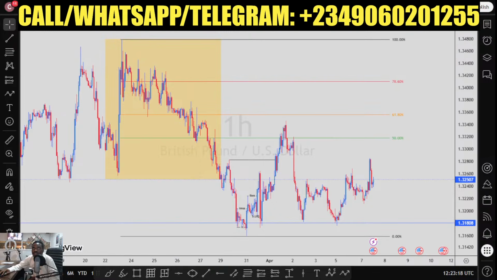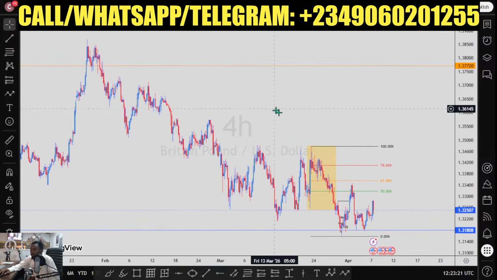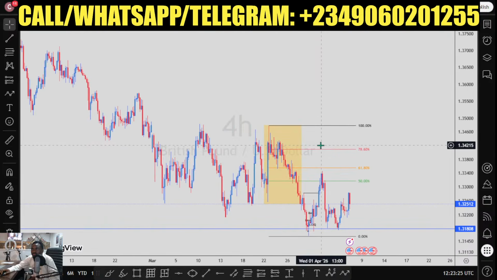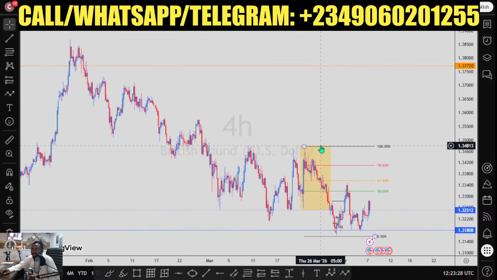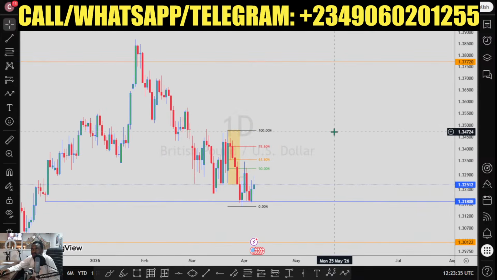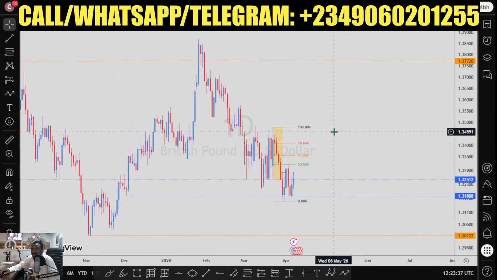So let's check the 4 hour chart. On the 4 hour chart, we still expect price to push more down. On the day chart, price is still bearish, so we are still anticipating more bearish push to the downside on GBP paired against USD.